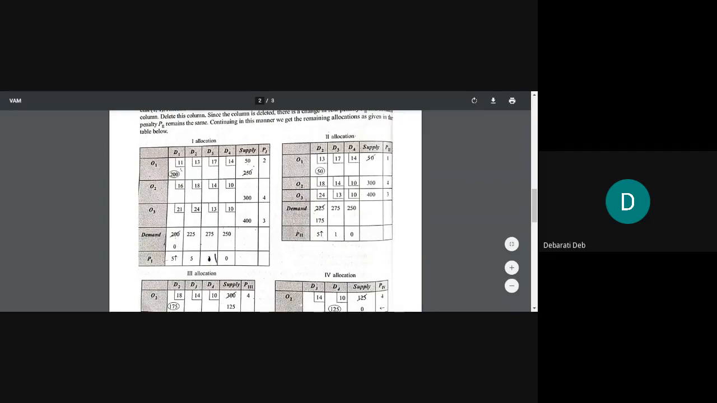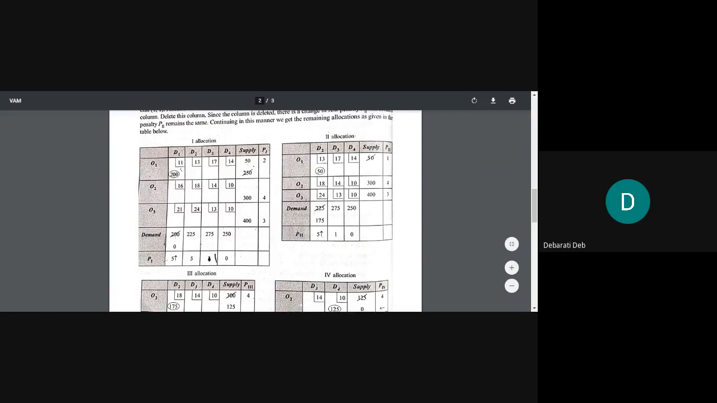Okay. Now, what you have to do is, I'm talking about the column part first. I'm talking about the columns P1 first. Now you will write the difference. Listen to me very properly. You will write the difference between the lowest and the second lowest number in the first row under P1. I'm talking about the P1 which you have written after the supply column.